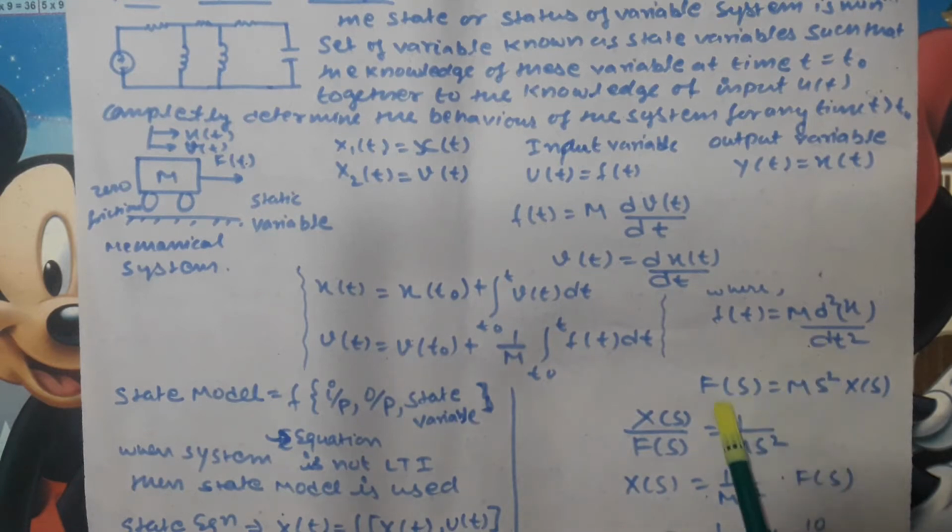Here F of s is m s square X of s after Laplace transforming. X of s by F of s equals 1 by m s square, so X of s equals 1 by m s square into F of s. So if f of t is given as 10 Newton and m is 10 kg, then putting in the values we get 1 by 10 s square into 10 by s, and x of t after inverse Laplace is x of t equal to t square by 2.